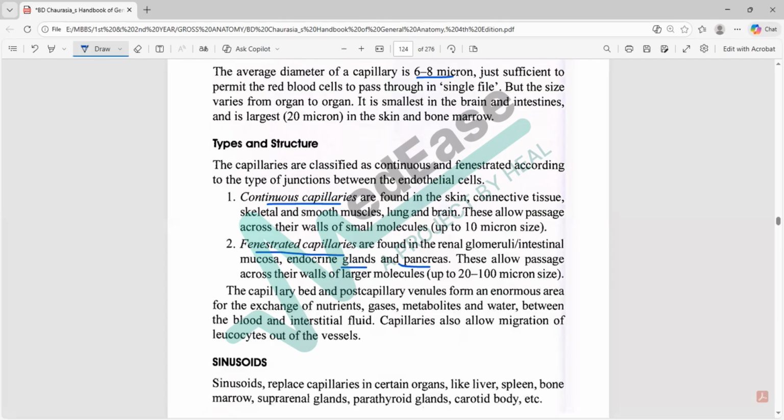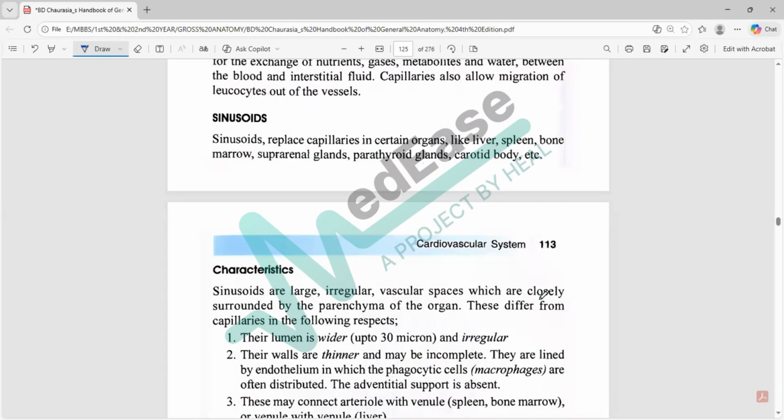Now, another type of capillary is the sinusoidal capillaries. The sinusoids are mainly a special modification of the capillaries, present in specific locations like the liver, spleen, bone marrow, and suprarenal glands. But unlike the fenestrated capillary, which contains only small pores, the sinusoidal capillaries contain large spaces, which allow the formed elements of the blood to pass through easily, including the red blood cells, even white blood cells, and some pathogens mainly.